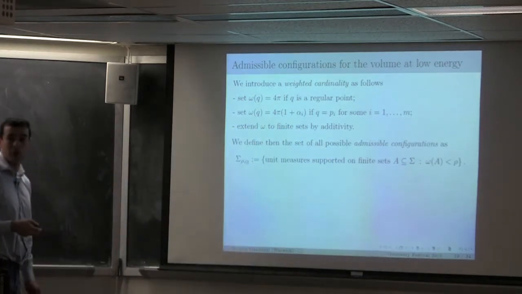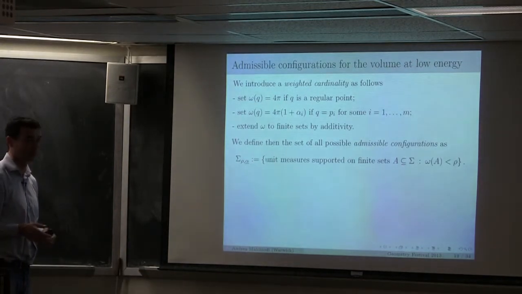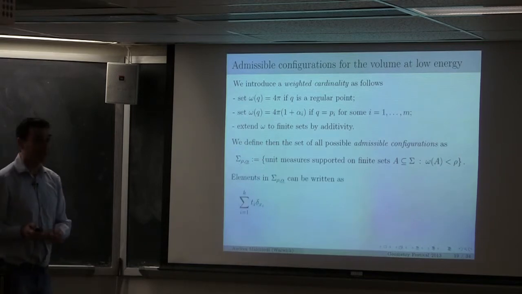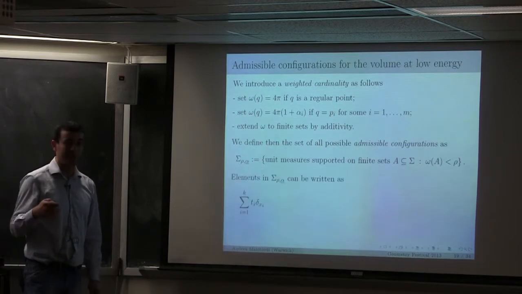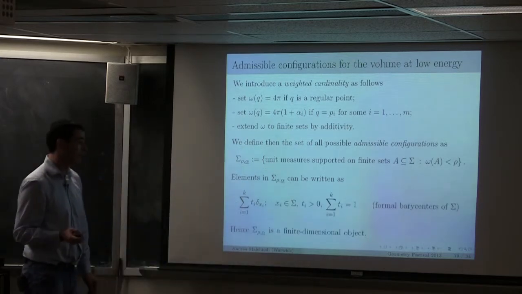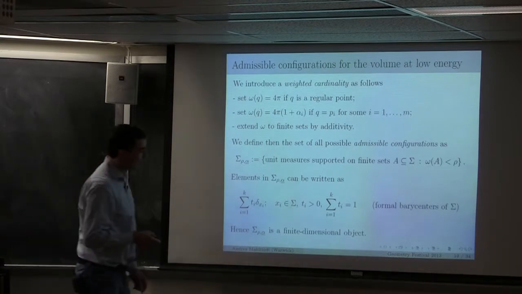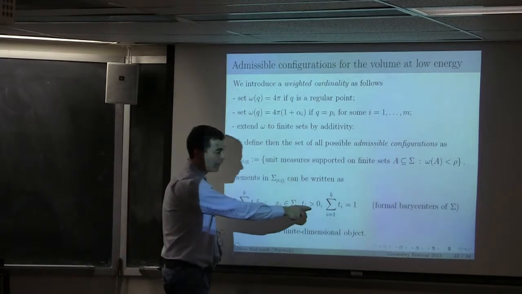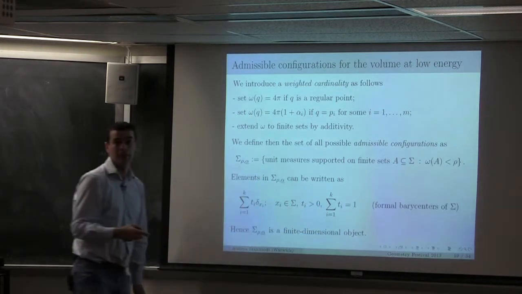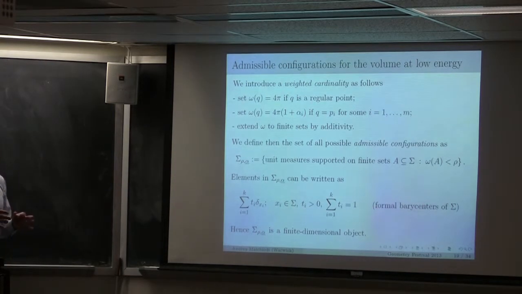So you allow concentrations which do not exhaust all the possible curvature. Otherwise, it would be too much. Elements in this family can be written as formal sums of Dirac deltas with some weights, and are called formal barycenters of the surface. The points x_i are in Σ, and the weights t_i are positive, and you can normalize so that it becomes a unit measure. So you obtain a finite dimensional object.